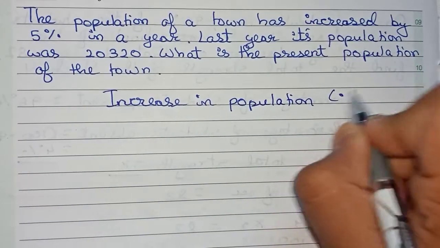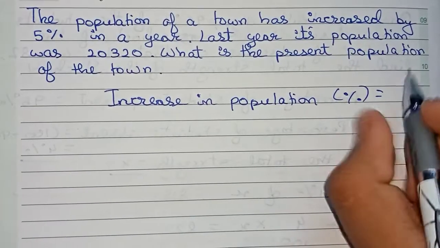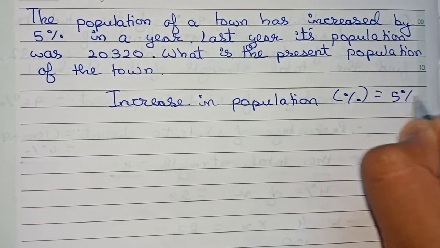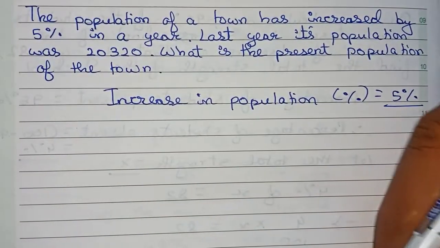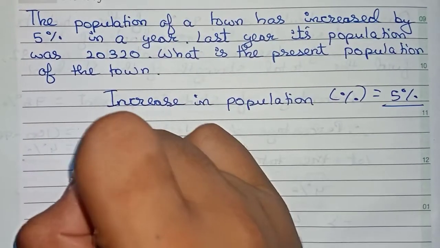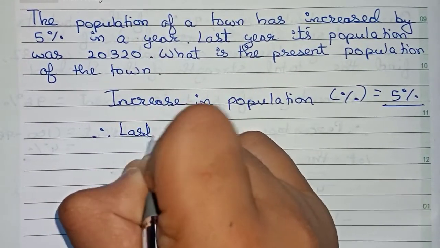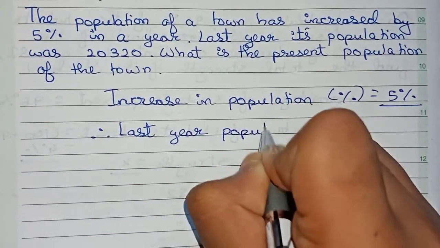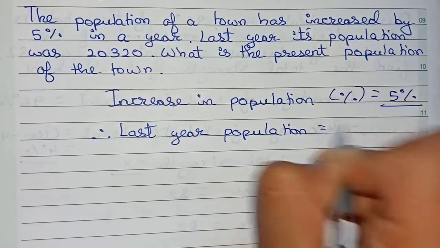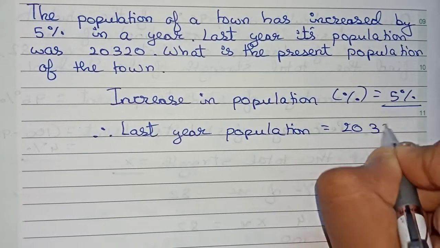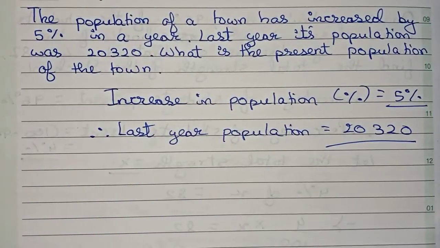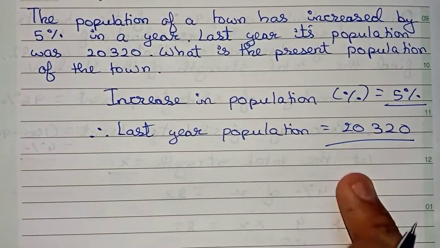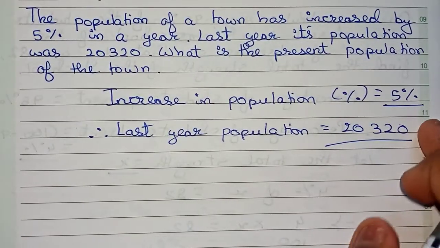So this will be in the percentage, which is equal to 5%. So there is a 5% increase in the population. Therefore, last year's population, it is given in the question, is 20,320. So this is the last year population. Now it is given that this population is increased by 5%.